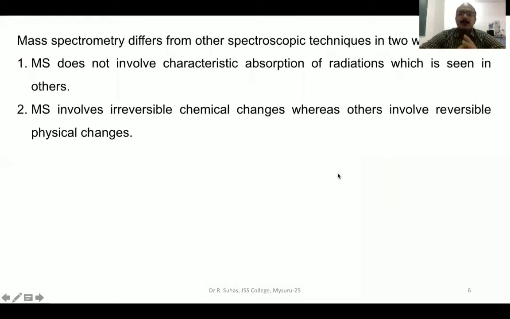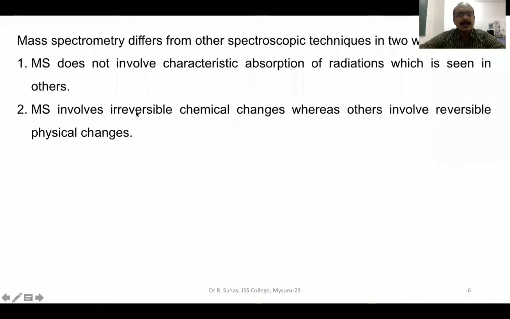In what way does mass spectrometry differ from other spectroscopic techniques? Mass spectrometry, as I said earlier, does not involve characteristic absorption of radiation, whereas it is observed in other spectroscopic techniques like UV, IR and NMR, where the sample absorbs the characteristic radio frequency energy, and hence they are called spectroscopic techniques. We call it UV spectroscopy, IR spectroscopy, NMR spectroscopy, whereas in the case of mass, there will not be any absorption. That's why it is called mass spectrometry. That is the first basic difference between mass and other spectroscopic techniques.